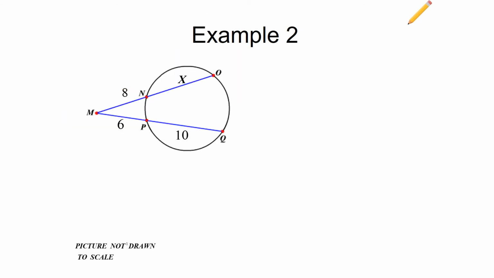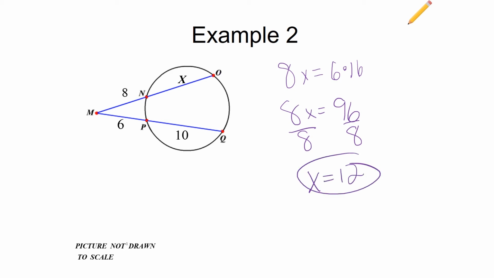We want the external part times the whole segment equal to the external part times the whole segment. So MN is 8 times MO is X, which is equal to MP, which is 6, times MQ, which is 16. So we're taking 6 plus 10. Hope everybody followed me on that. 6 times 16 is 96. We have 8x equal to 96. Divide both sides by 8, and we get x is equal to 12. And that is the second part of the theorem.